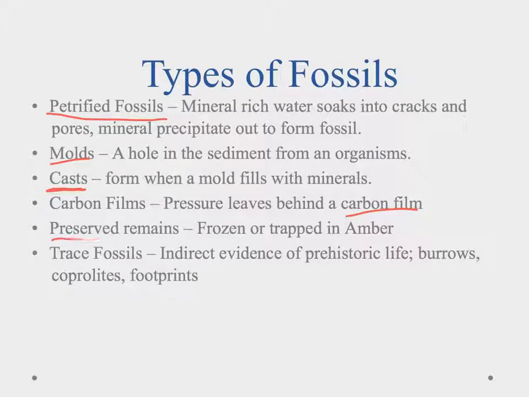We can have preserved remains, and that's if we have a frozen organism like a mammoth that's been trapped in the ice, or we can have an insect that's trapped in amber like we saw in Jurassic Park. So this is where we have one that's trapped in something else and it gets preserved that way.